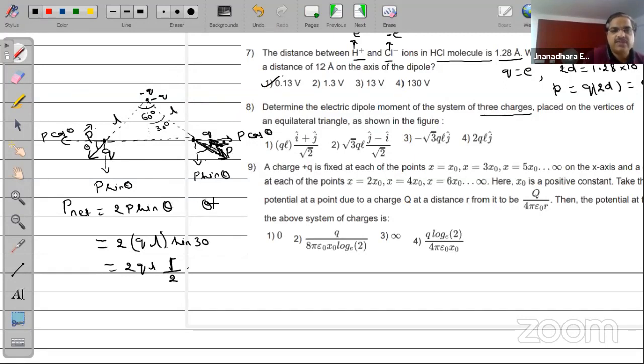So the theta here is 60 degree, because look at it, this angle is 30, so this is 30 degree, and therefore this angle must be equal to 60 degree. I'm so sorry about it. So this should be 60.